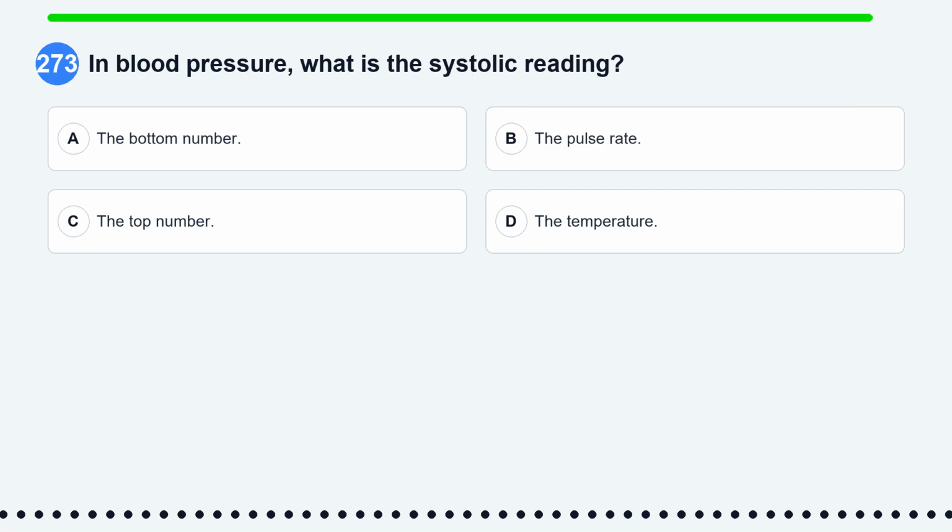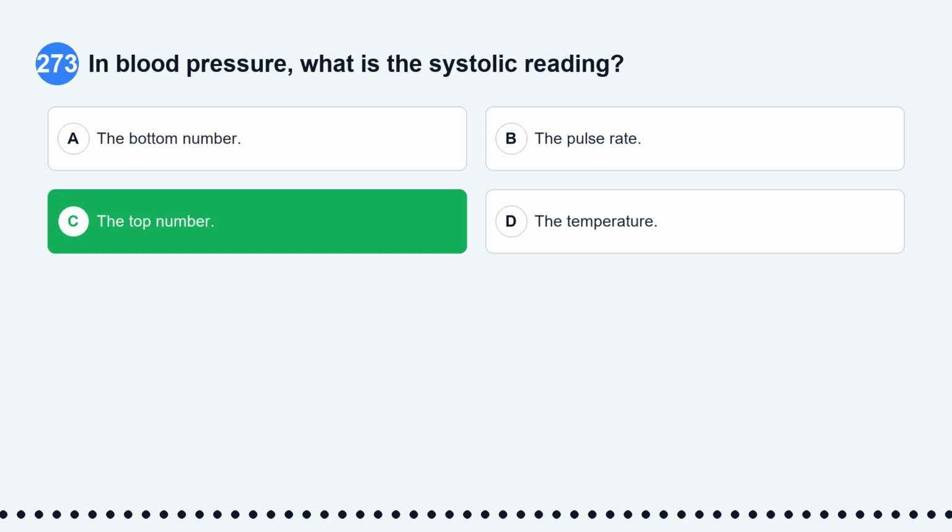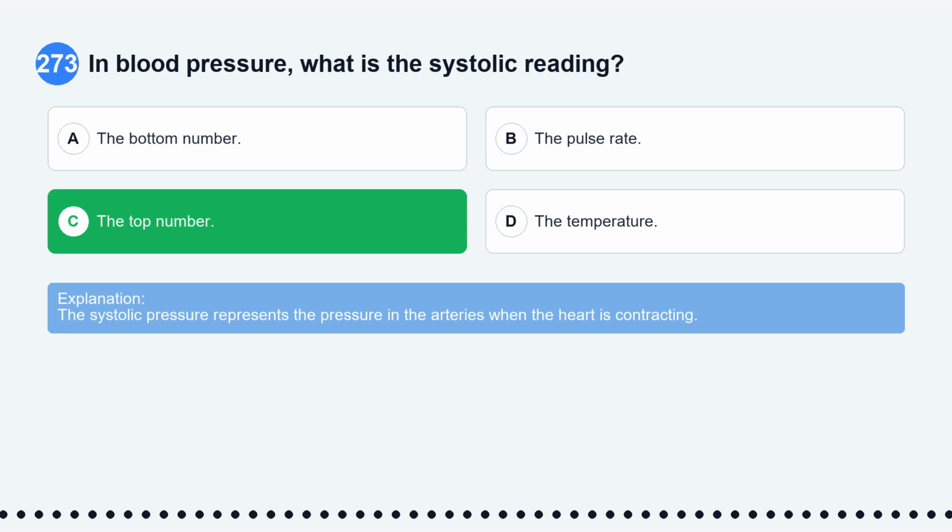Question 273. In blood pressure, what is the systolic reading? Option A, the bottom number. Option B, the pulse rate. Option C, the top number. Option D, the temperature. The correct answer is option C, the top number. The systolic pressure represents the pressure in the arteries when the heart is contracting.